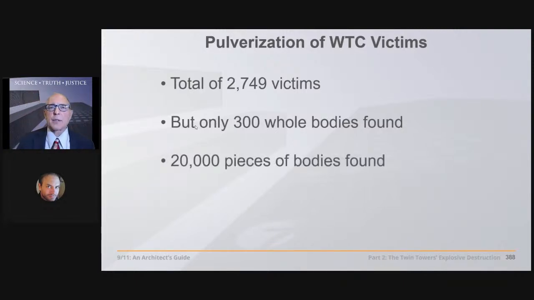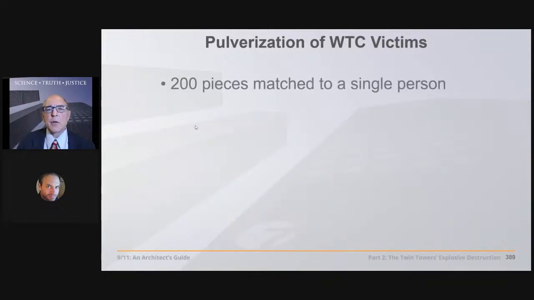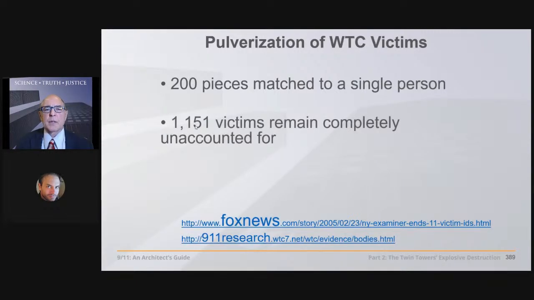20,000 pieces altogether of bodies found. 6,000 of them small enough to fit into a test tube. How does that happen? 200 pieces matched to one single person. And yet, more than 1,100 people remain completely unaccounted for. In other words, vaporized. How does that happen?